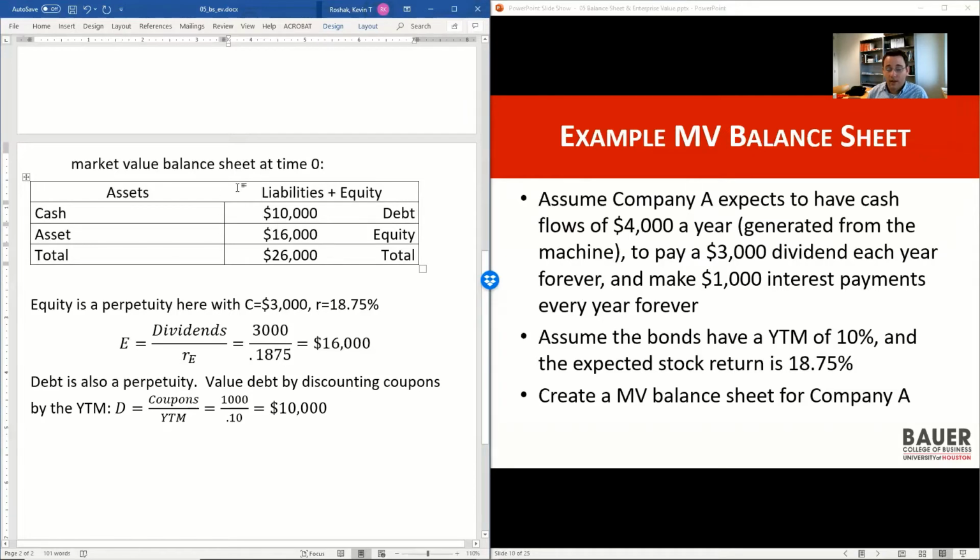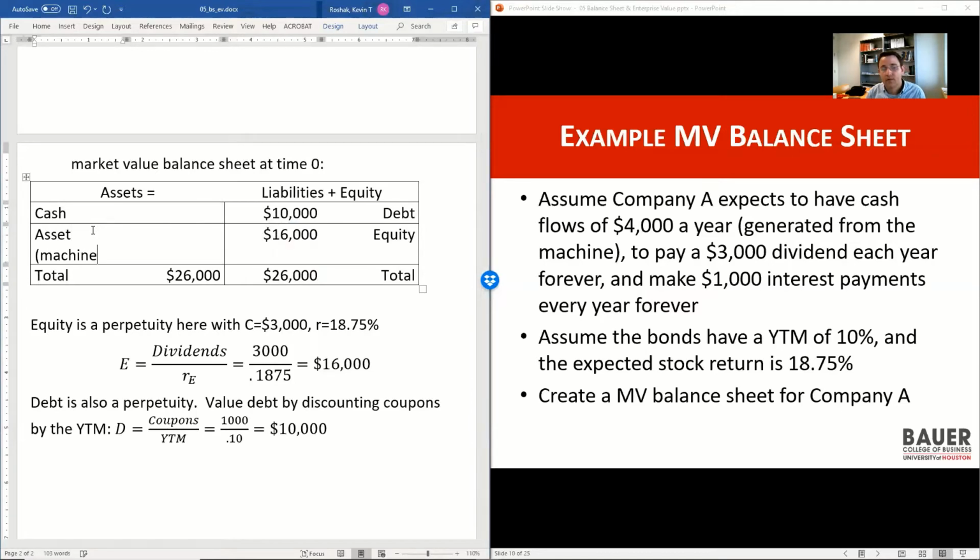We know that assets have to equal debt plus equity. That's the balance sheet identity. Assets equals debt plus equity. So if debt and equity is 26, then we know that all the assets have to be 26,000. Okay. Now the last thing we have to do is figure out how much of that $26,000 is from the assets, the machine that they bought, versus cash.